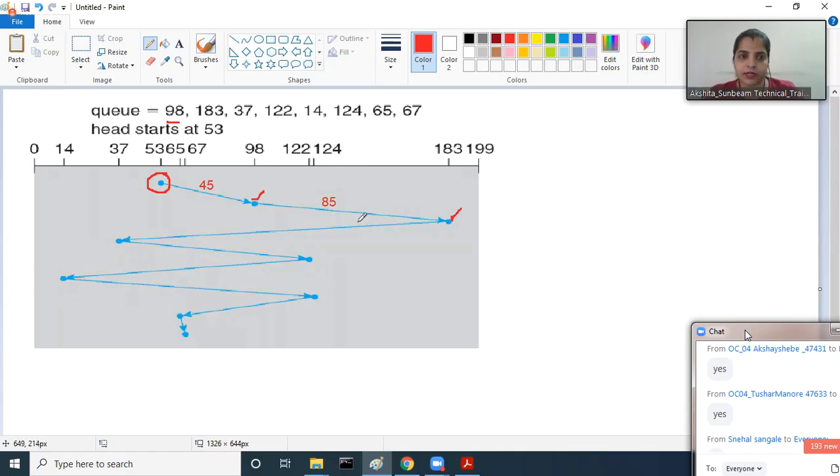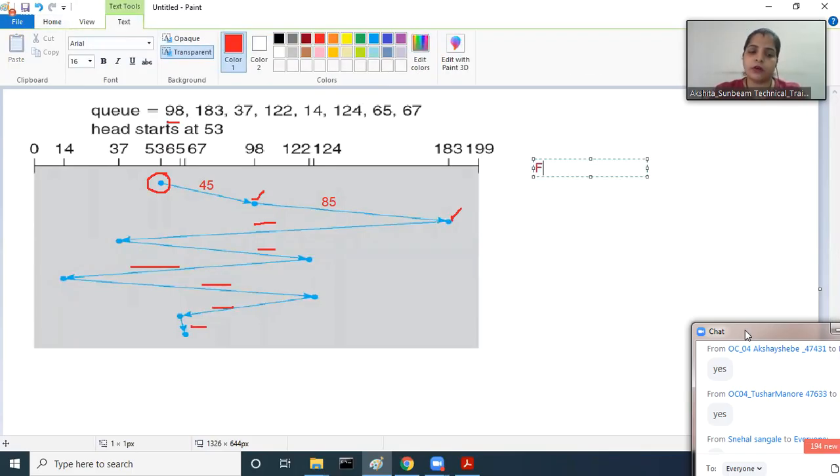So it will come from 183 to 37. I'll get some number over here. Again 122. From 37, it will go to 122. Again, I'll get some difference. I'll go to 14 because I'm using first come, first serve. The difference I'll find. Again, 124. I'll go to 124, find the difference. 65, I'll go from here to here. The difference I will find. And it is always a positive difference. 67, I'll find it over here. It means that whatever came first will be served first.